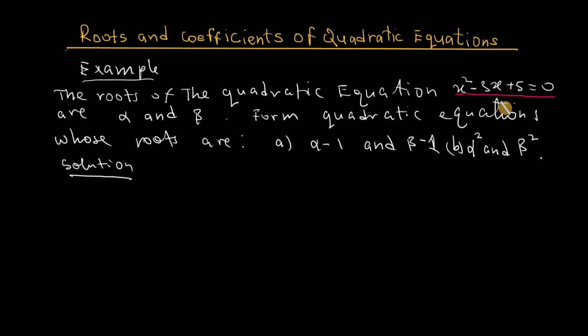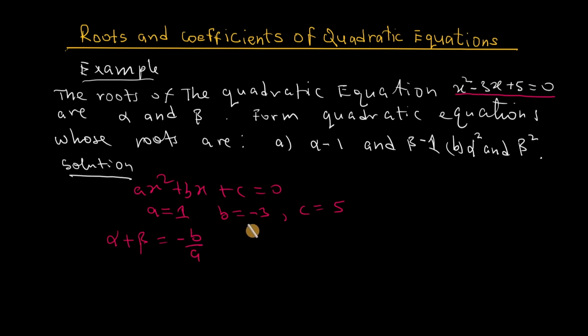Comparing this equation to the general equation of a quadratic equation, we have ax squared plus bx plus c equals 0. We see that from this equation, the coefficient of x squared is 1, so a is equal to 1. The coefficient of x is minus 3, so b is equal to minus 3. And the value of c here is plus 5. It means c is equal to 5. Alpha plus beta is equal to negative b over a.